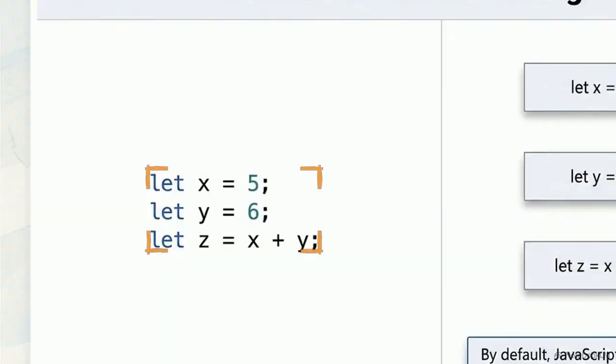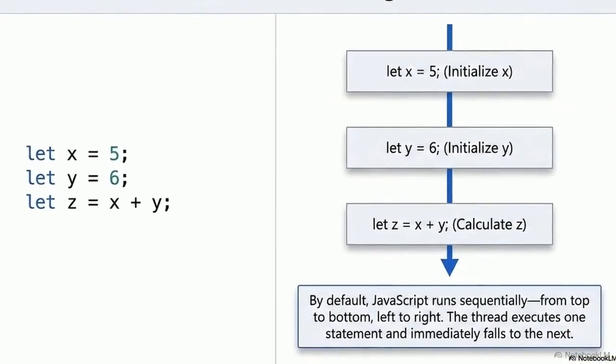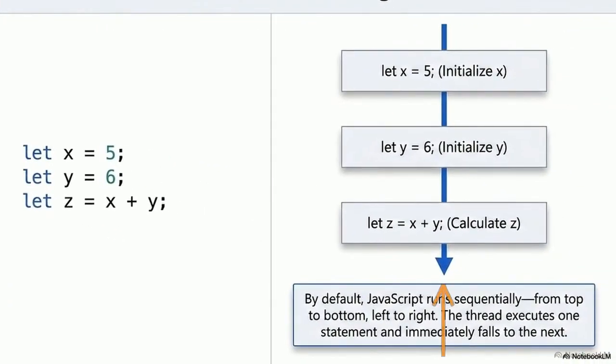This graphic shows how that code normally operates. By default, JavaScript is a very straightforward machine. It reads and executes your instructions in a strict, straight line, moving from top to bottom and left to right.